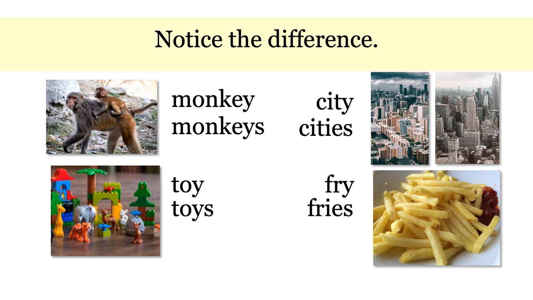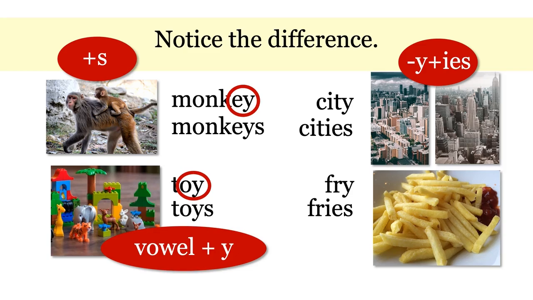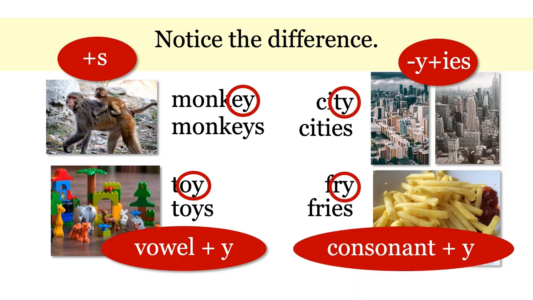Notice the difference. All of these nouns end with Y, but for these, we just add S, and for these, we drop the Y and add IES. Why? Well, notice the endings. Over here, these end with a vowel and a Y. That's why we just add S to get monkeys and toys. But over here, these end with a consonant and a Y. And that's why we drop the Y and add IES to get cities and fries.